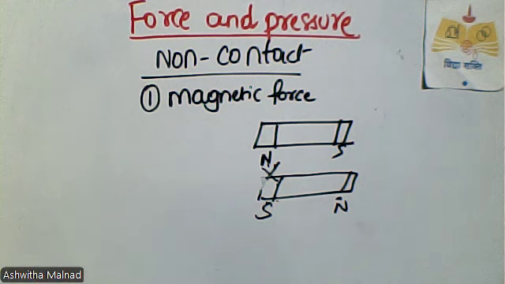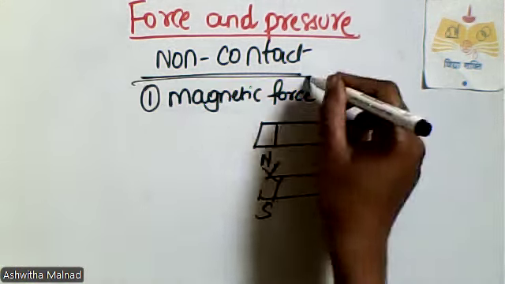Okay, so a magnet can exert a force on another magnet without being in contact with it. The force exerted by a magnet is called a non-contact force.